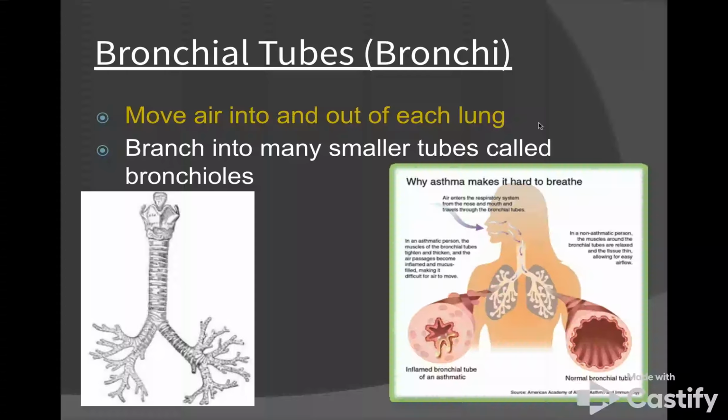The bronchial tubes are at the bottom of your trachea, and they basically just branch into two areas, one going to your left lung and one going to your right lung, and then they keep branching smaller and smaller. Those smaller branches are called bronchioles, and really they just direct air into each one of your lungs.